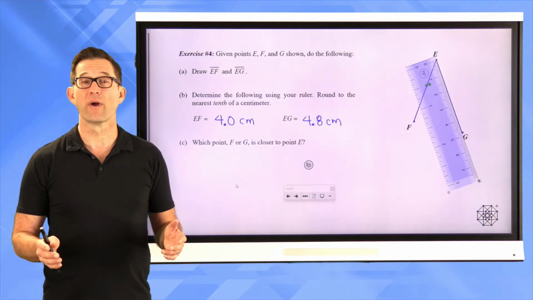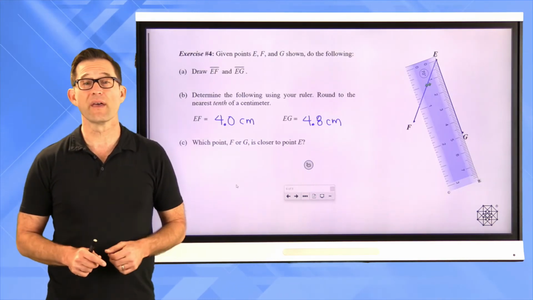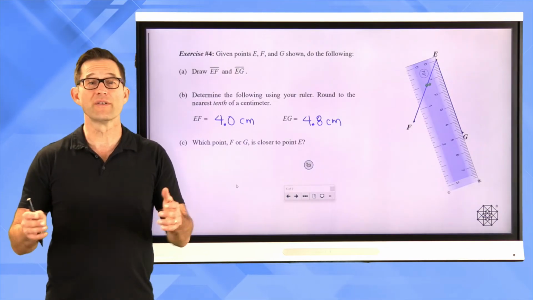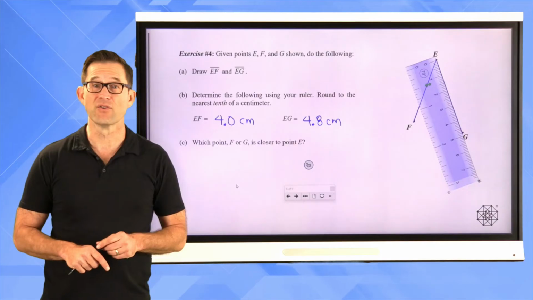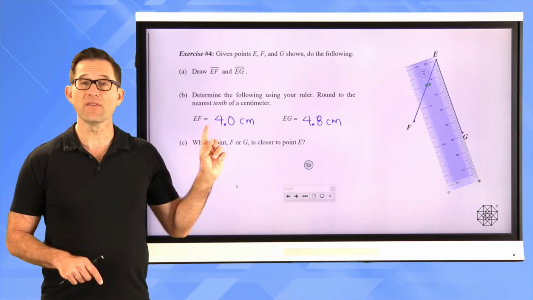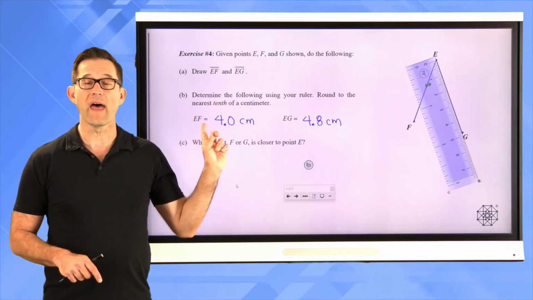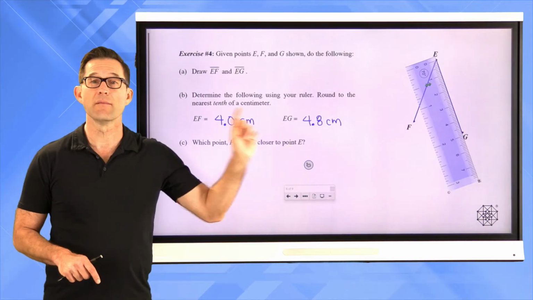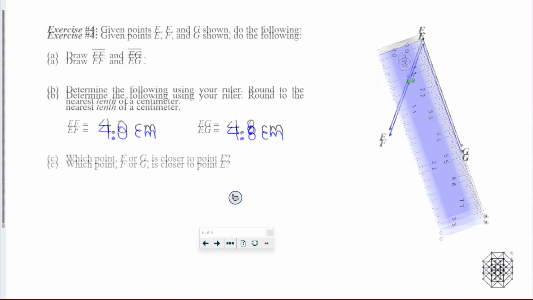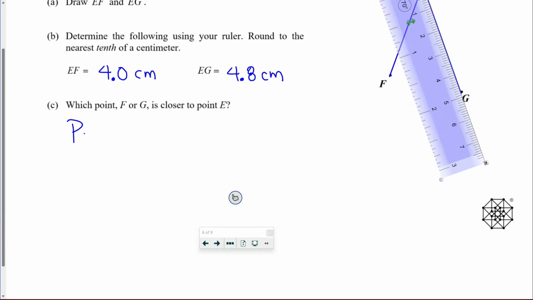Well, it's pretty simple, right? Something is closer to something else if it's a smaller distance than whatever you're comparing it to. So obviously, since the length of EF is smaller than the length of EG, that means that point F is closer to E than point G is. So I'm going to say point F because EF is less than EG, right?